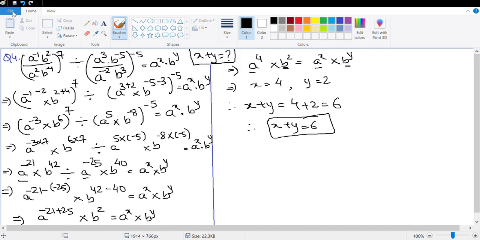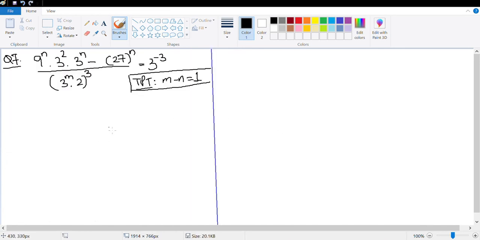The next question that we do is question number 7. Let's solve question number 7. Question 7 is something is given and we need to prove that something is equal to 1. So let's start. I notice that I can write everything with the base 3. So this is 3 to the power 2n, because 9 is 3 square to the power n, multiplied with 3 to the power 2 multiplied with 3 to the power n, minus 27 can be written as 3 cube to the power n.